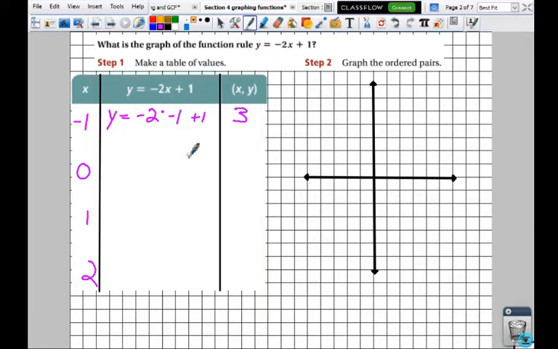So the next one we're gonna plug in is 0. We're gonna plug in 0 for our x.